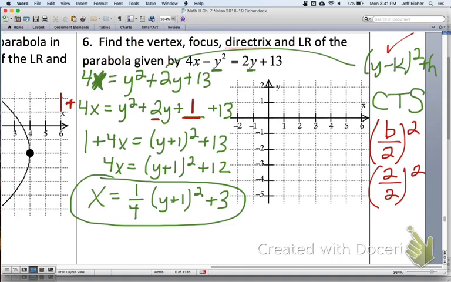It's a parabola that's opening left or right. You can tell which direction: if the a is positive, then the parabola will be opening that way. Which made me realize I need to go back to number 5. So let's just finish this first.